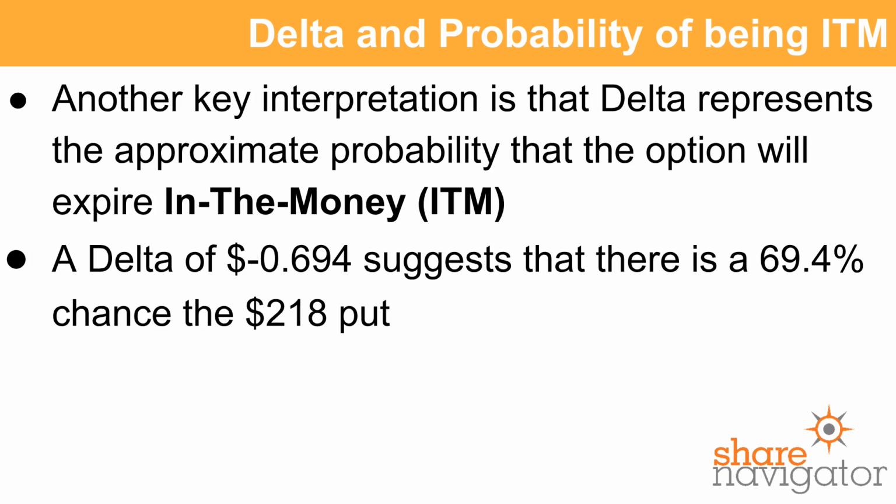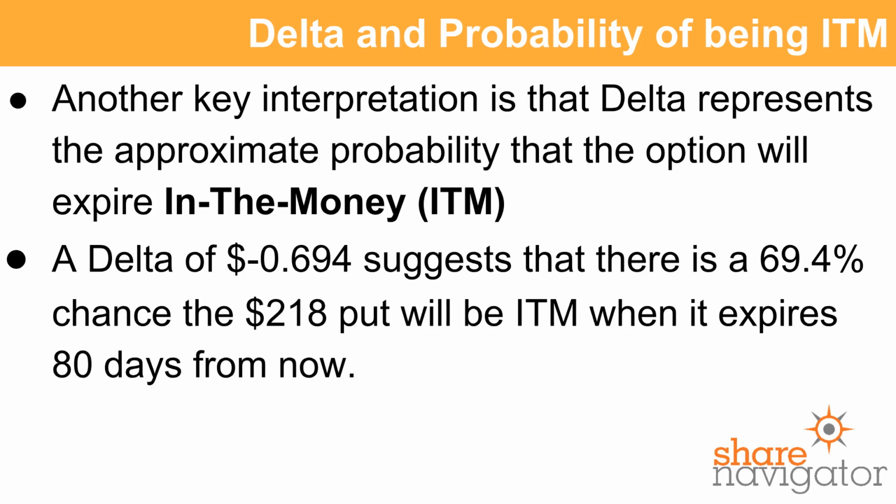Another interpretation of delta is that it can represent the approximate probability that the option will finish in the money. So remember, when a put option finishes in the money, it has value and the share price is below the strike price. So we want the option to finish in the money when we own it. And a delta of minus 0.694 suggests that there's a 69% chance that this option that we own on NVIDIA will actually finish in the money. In other words, it will have some sort of value.